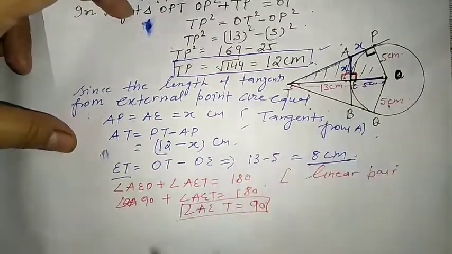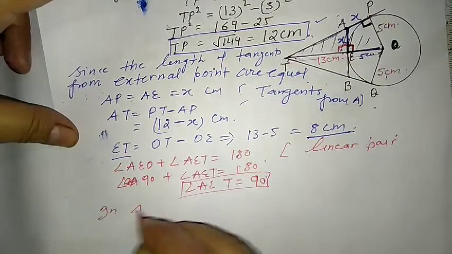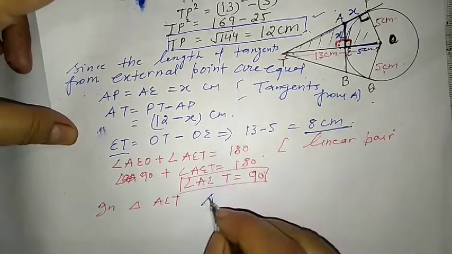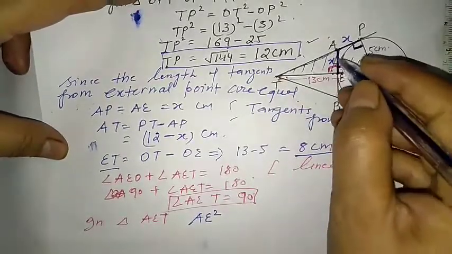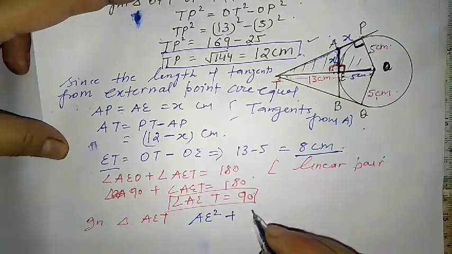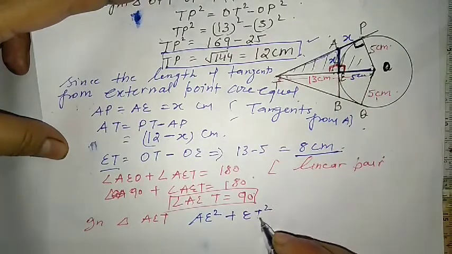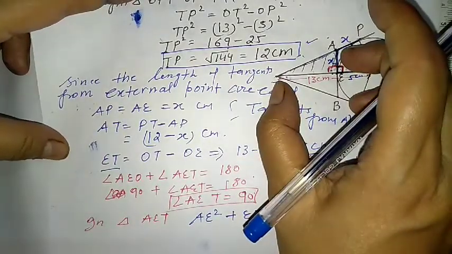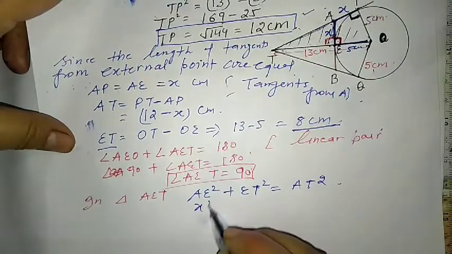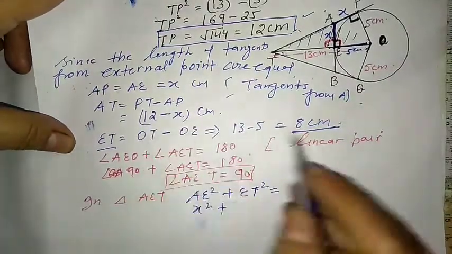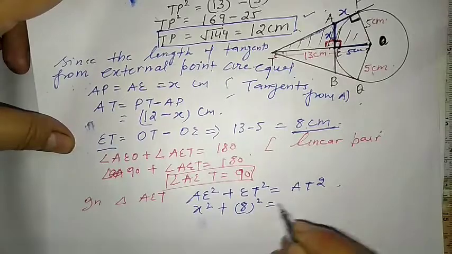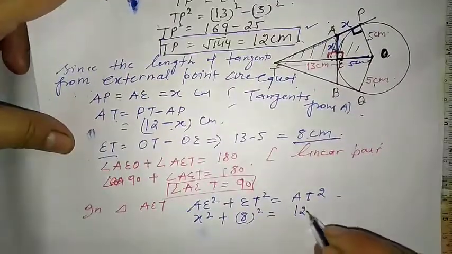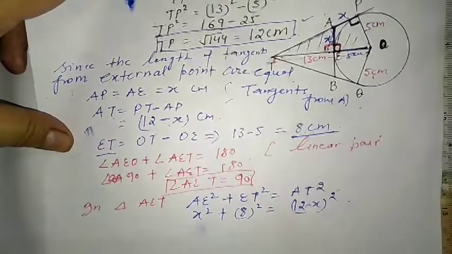Now we will apply Pythagoras in this triangle. In triangle AET, we can apply the Pythagoras. That is AE square plus ET square is equal to AT square. AE, that we have already let as x square. ET we have here 8 square, and AT was our 12 minus x. Now we will solve for x.